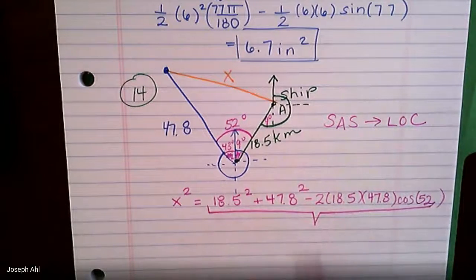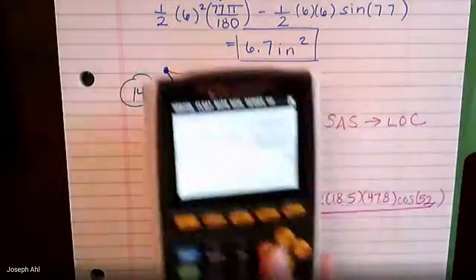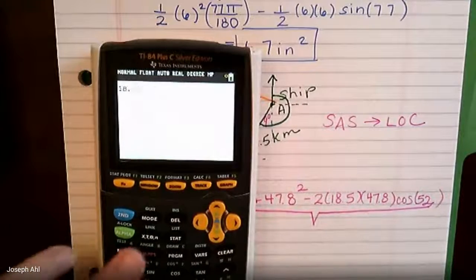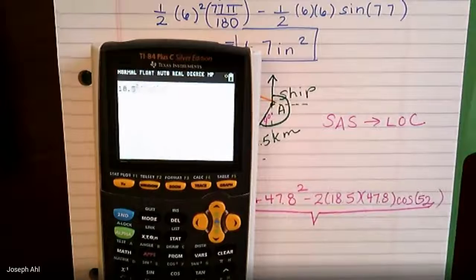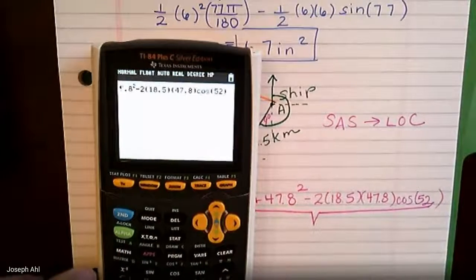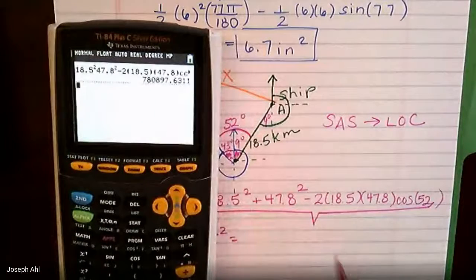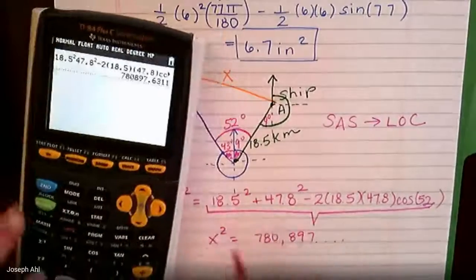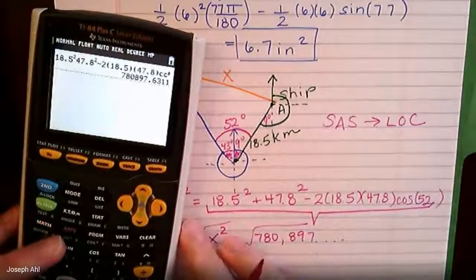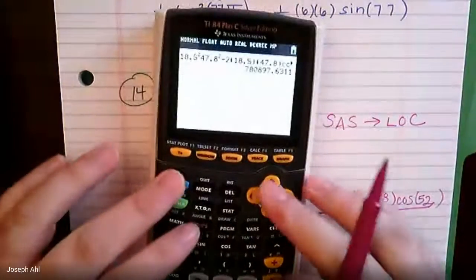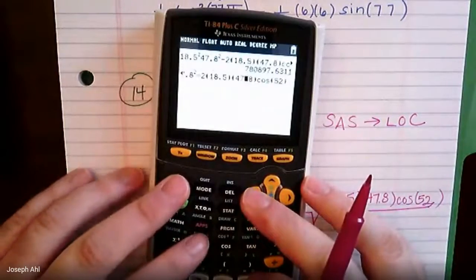The thing that I like about law of cosines in this case is that you get to type all that into the calculator at once. So let's see if I can do this carefully. 18.5 squared plus 47.8 squared minus 2 times both of those, cos 52, I'm still in degree mode. I got that that's 780.897... Square root, that's actually not the right number. Man, you guys should have chimed in and stopped me here. I went too fast. Okay.